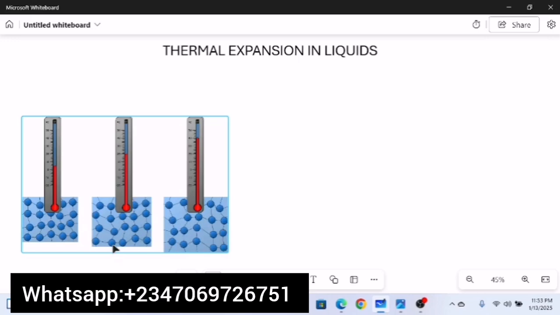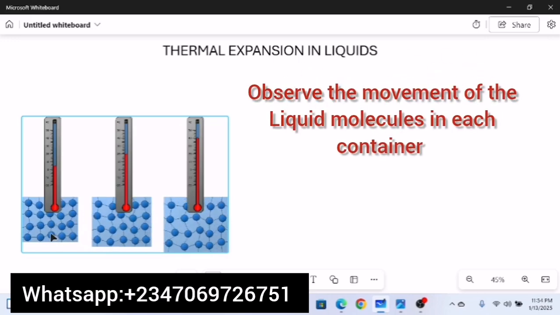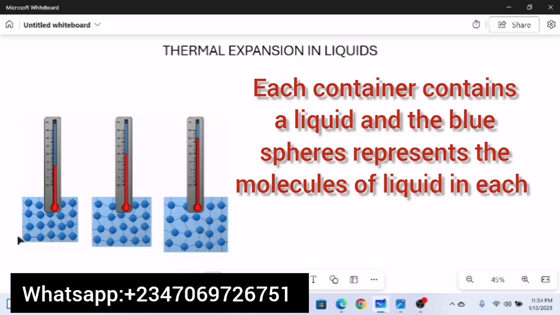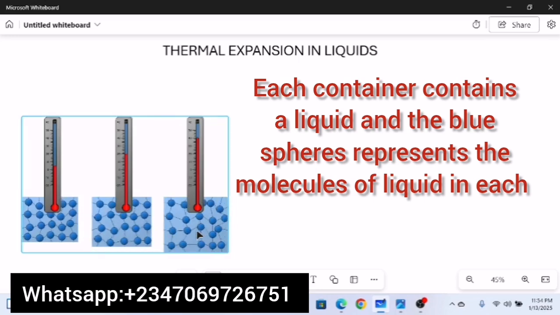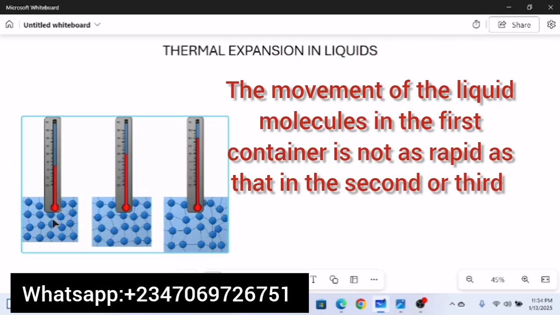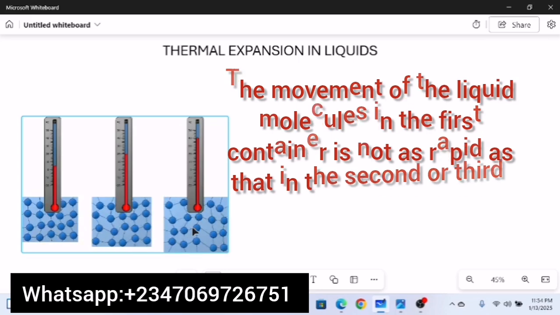Also, one other thing I want you to observe is the agitation of liquid molecules in this container. Now each of these containers contains liquids. These blue spheres here represent the molecules of liquids in these containers. Now observe the movement of the molecules of liquid in the first container is not as rapid as compared to the second, and the second is not as vigorous as compared to the third.